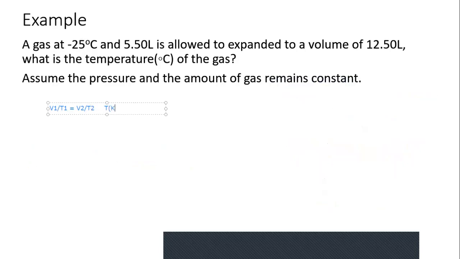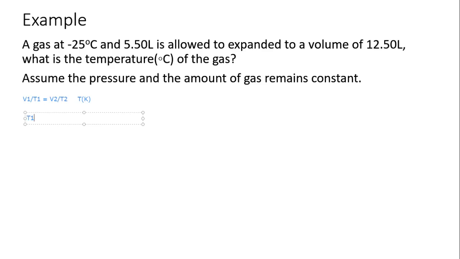Remember that temperature needs to be in Kelvin. So the first thing we're going to do is convert each temperature to Kelvin. So T1 is 273.15 minus 25. So 248.15 Kelvin. T2 is what we're looking for. And V1 is the volume at negative 25 degrees Celsius. And V2 is 12.5.